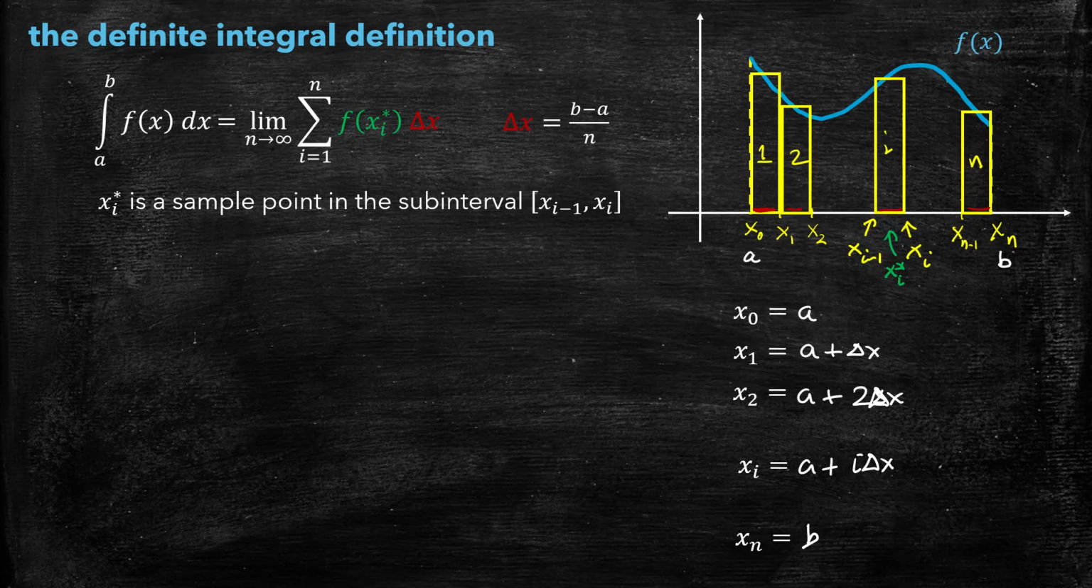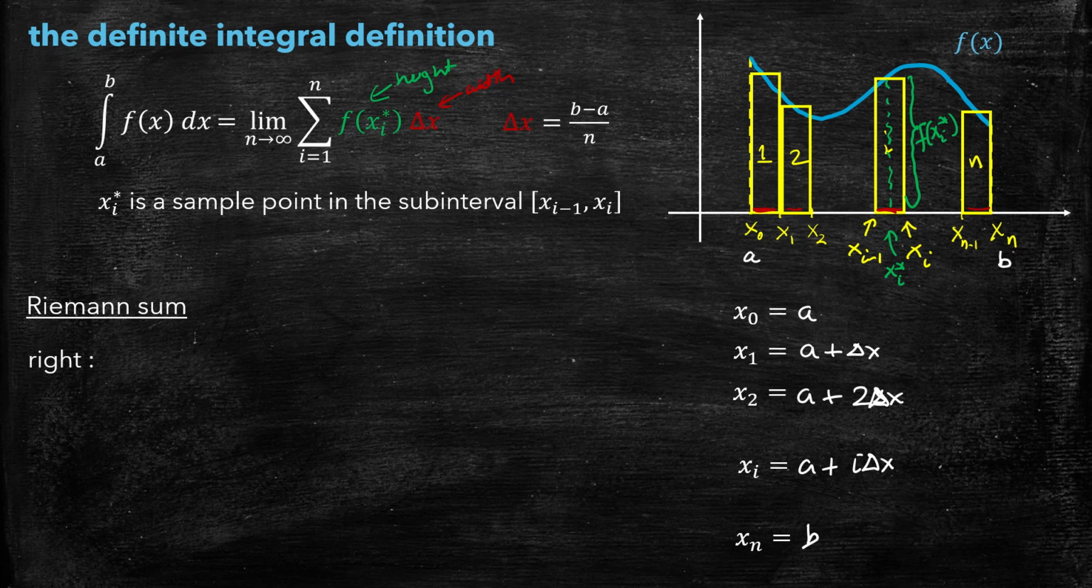So once we find xi star, and we plug that into the function, then we get the height of the rectangle. So that will be f of xi star. So this is the height. And we know that the width is delta x. And so that product gives us the area of a particular rectangle. Now, what we have to do is decide what xi star is going to be.